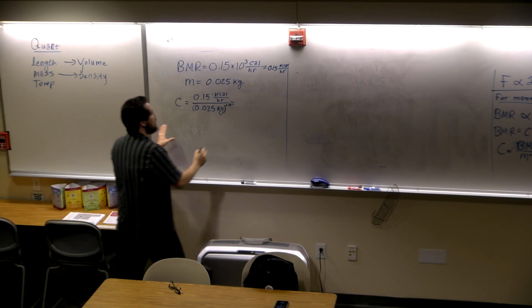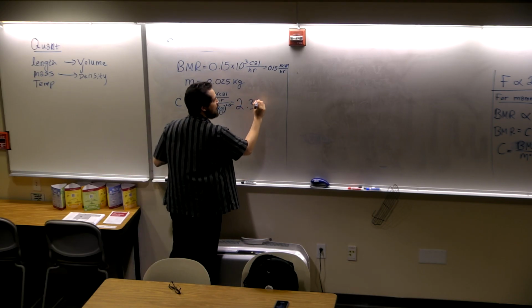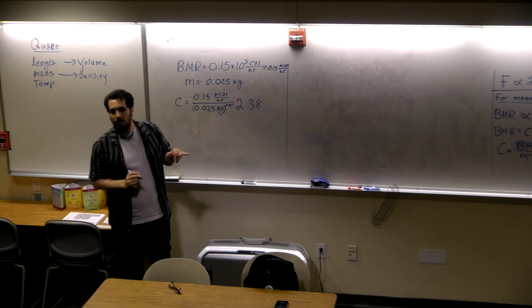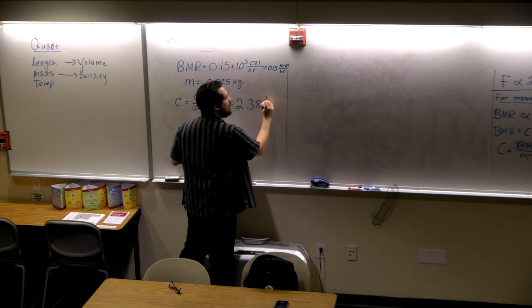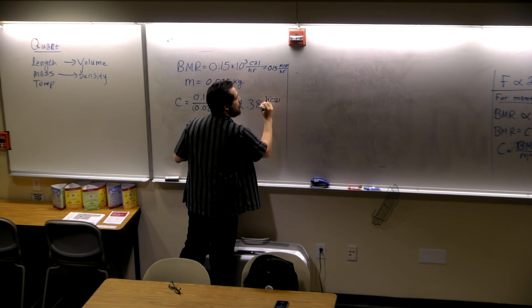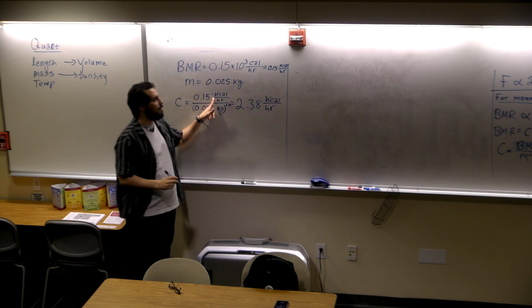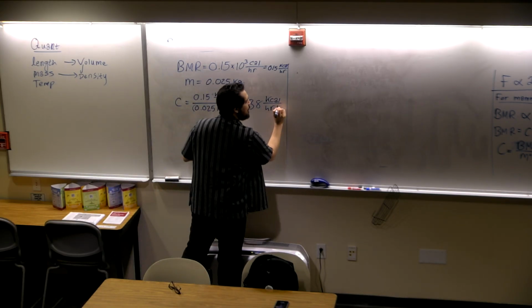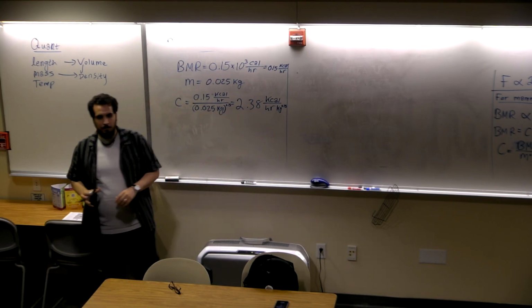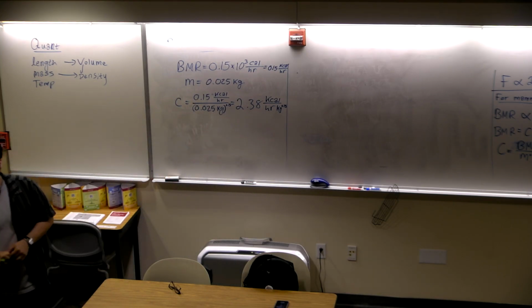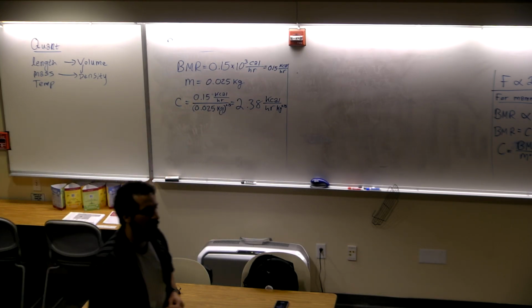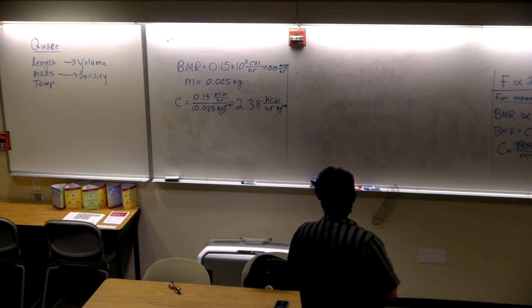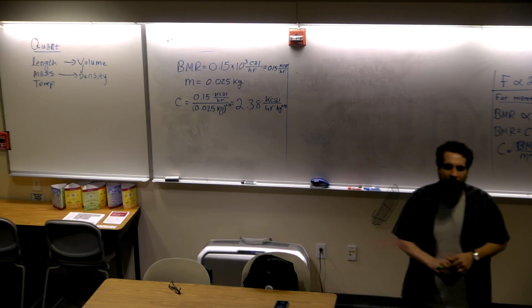We get 2.38 as that constant, and there are some units attached to that. What are the units? Well, the units are going to be kilocalorie per hour from the top of the fraction, and on the bottom of the fraction, we have a kilogram to the 0.75 power. Very odd units. Sometimes these constants of proportionality have very strange units. But we end up with this constant.